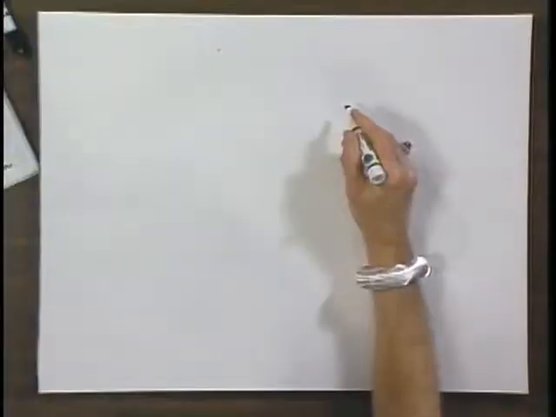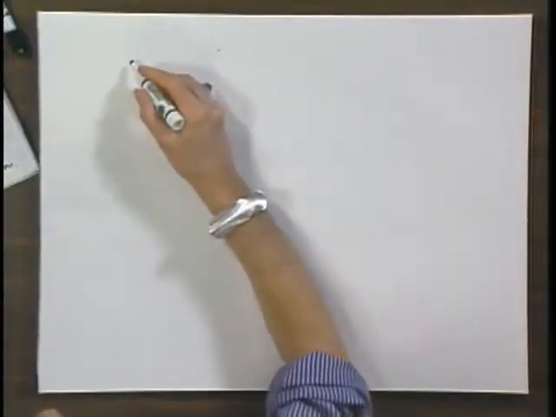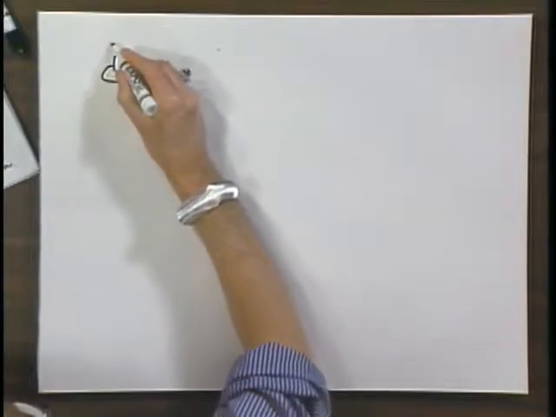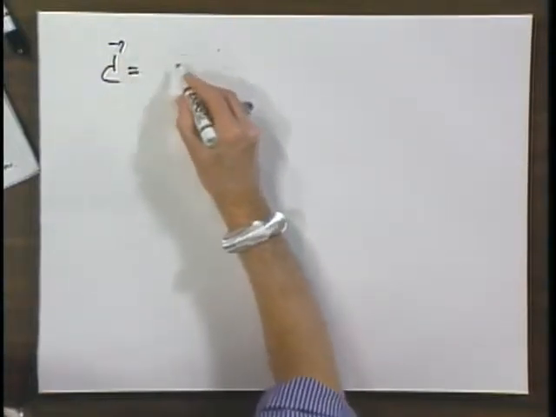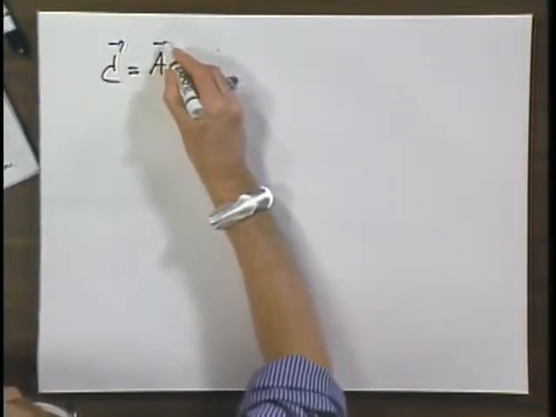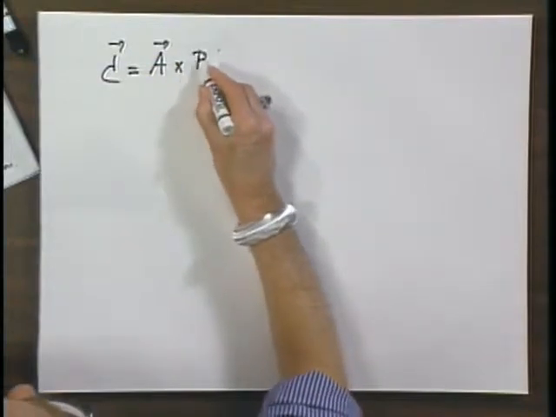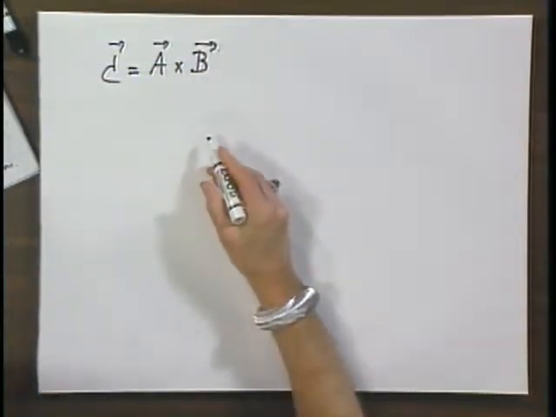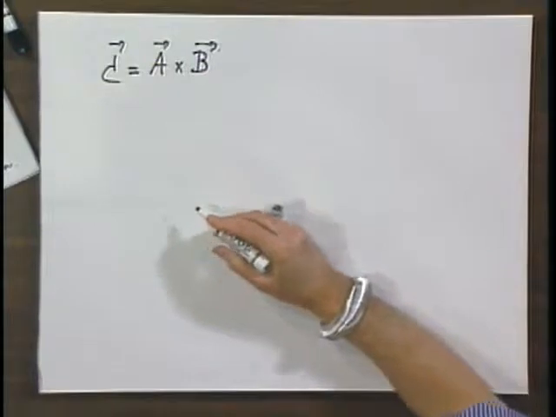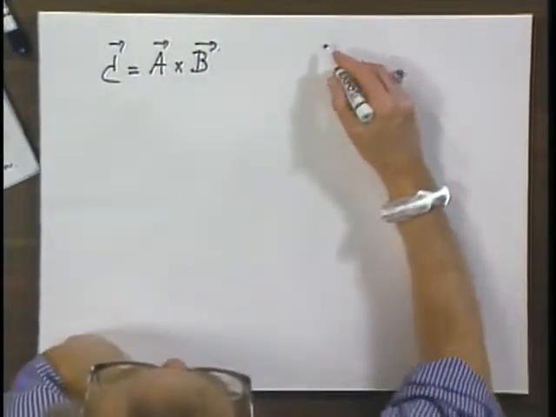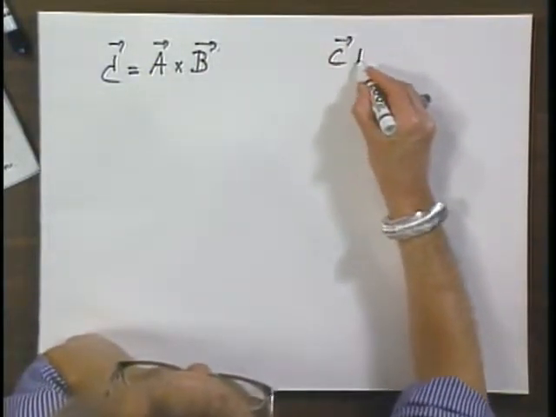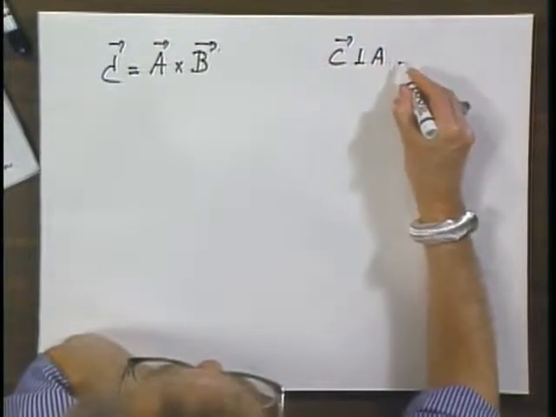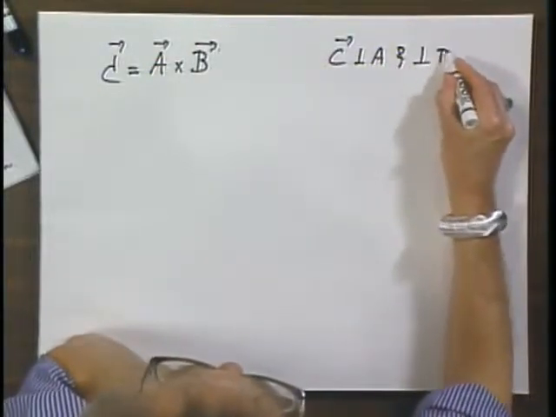Let's now get into cross products. Let C be the cross product of the vector A with the vector B. I'm telling you now that C will be perpendicular to A and it will be perpendicular to B.